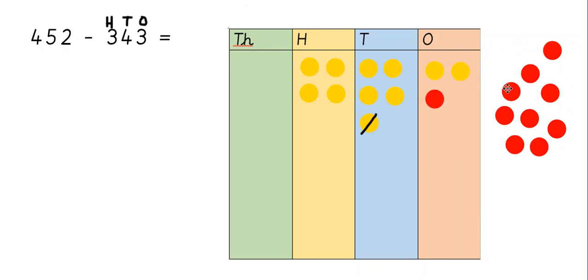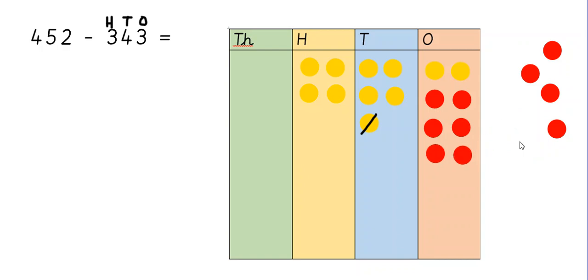Because there are 10 lots of 1 in 10, I need to give my ones column 10. So we've got 1, 2, 3, 4, 5, 6, 7, 8, 9, and 10. Okay, so now I can take 3 away because in my ones column now, I've got 1, 2, 3, 4, 5, 6, 7, 8, 9, 10, 11, 12.